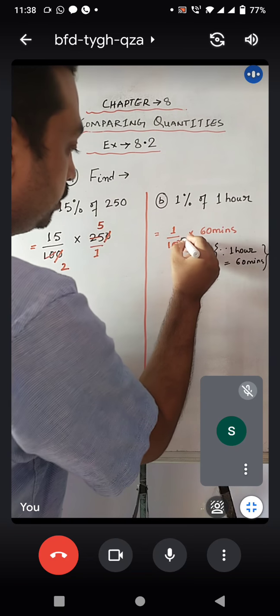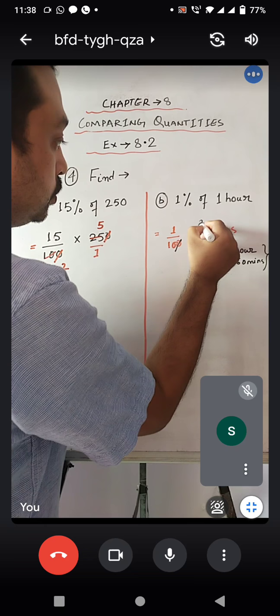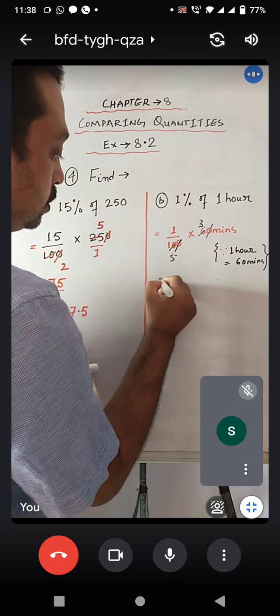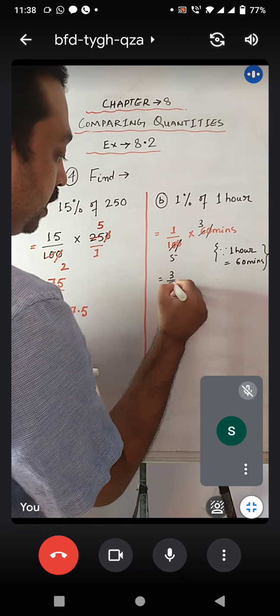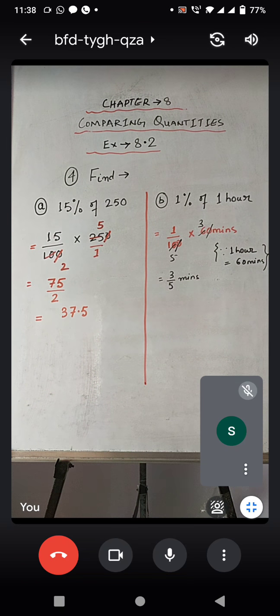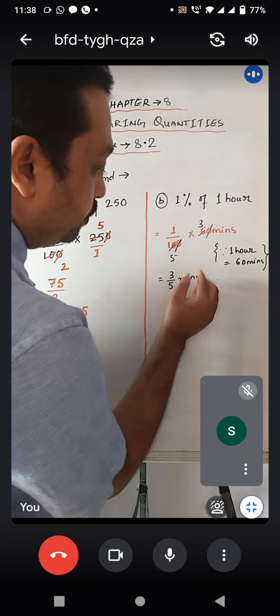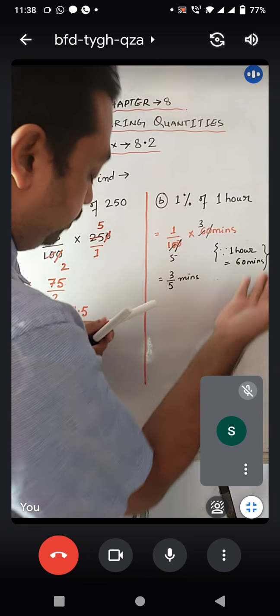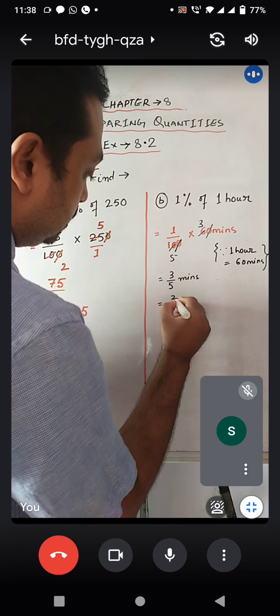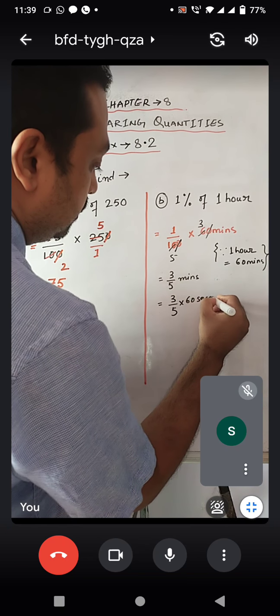Now you can easily reduce these two zeros, you can reduce 2 3s are 6, 2 5s are 10, so your required answer would be 3 by 5 minutes. Okay, and if you want to break it further, then you can break it further also. You need to convert this minute into second form. So break it further, that is 3 by 5 into 60 seconds.